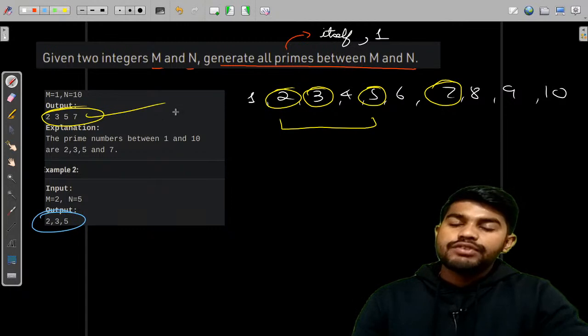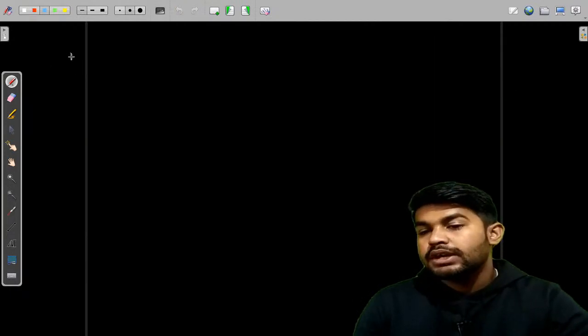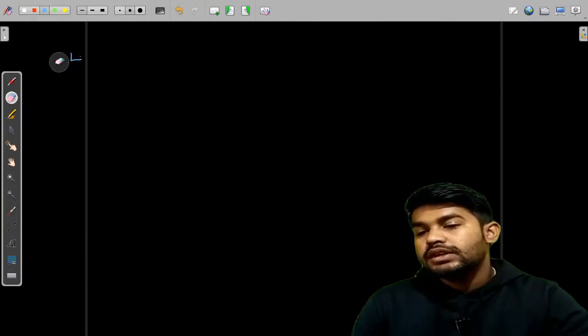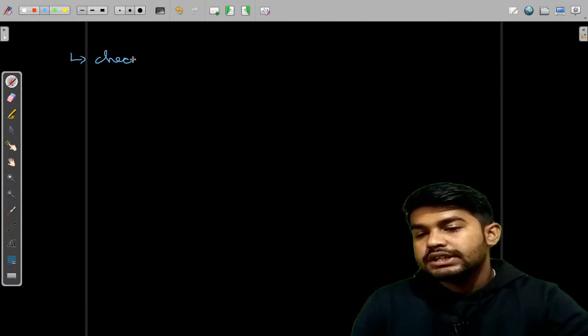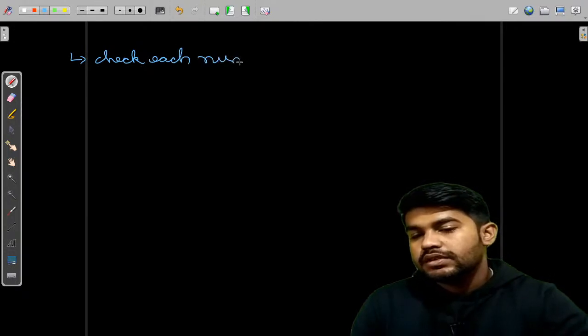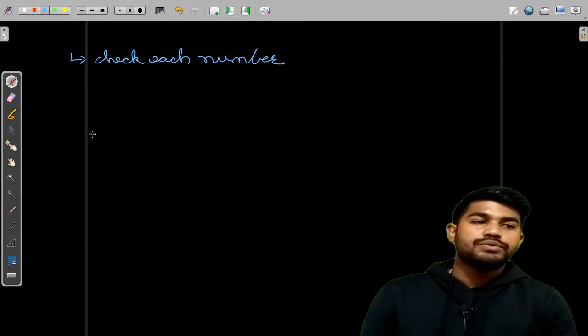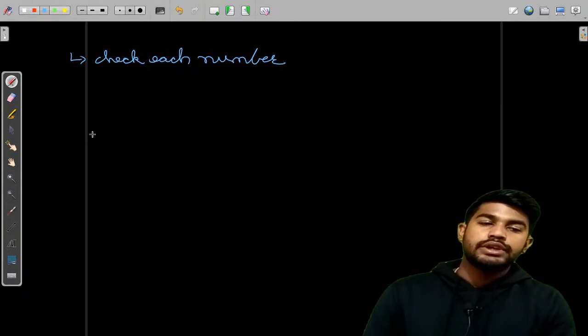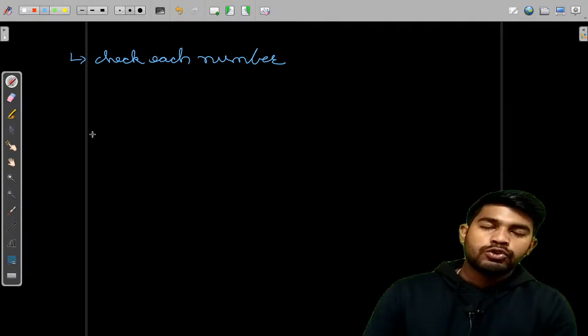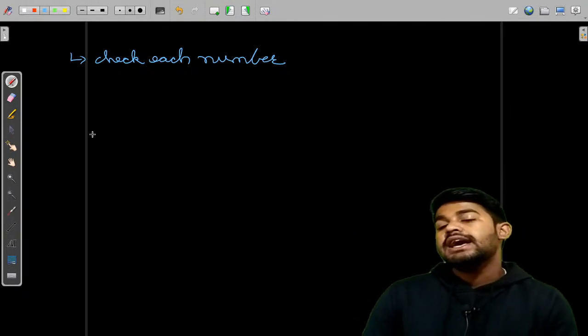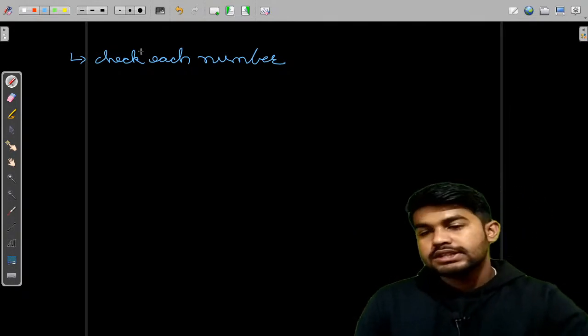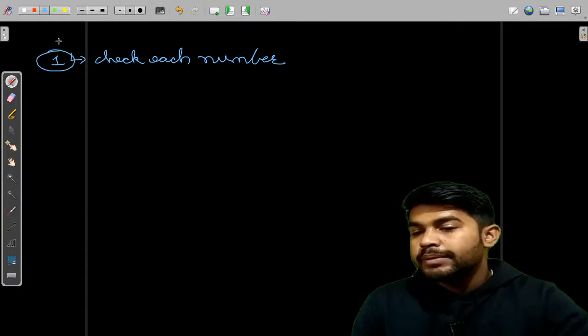Now there are different ways to solve a problem. The first one is check each number. See, if it is given the range from 1 to 3, so I would go to 1, I would go to 2, I would go to 3, and we would tell if it is a prime number or not. This is the first way the problem can be solved.